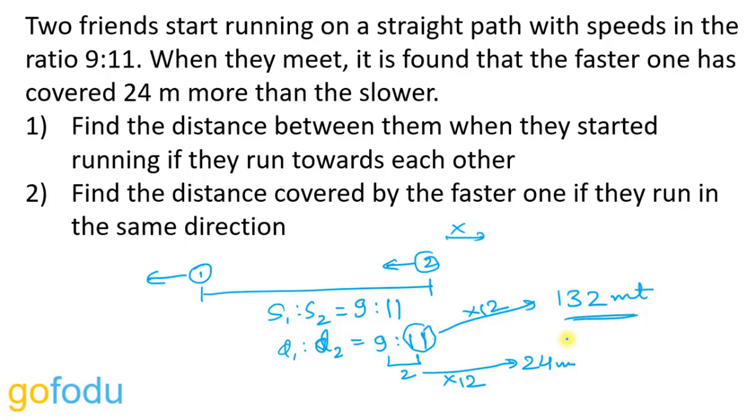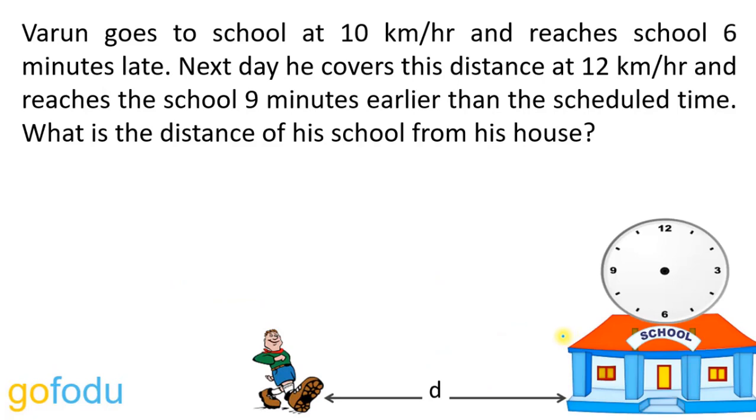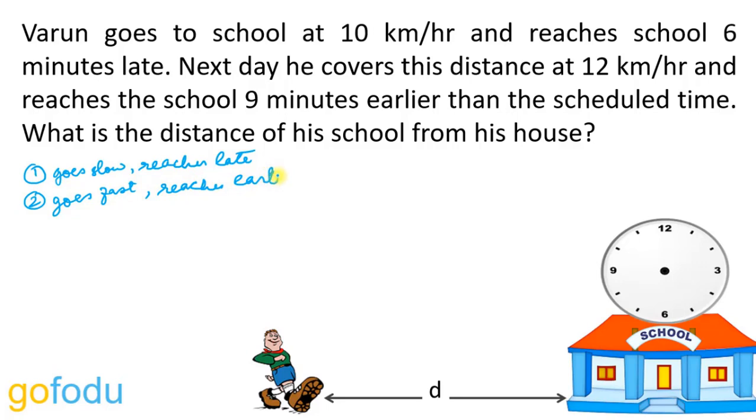Okay, moving on to the next question. We have already solved this question in the very first video. Here is an alternate solution to this problem. Varun goes to school at this speed and reaches 6 minutes late. So there is a case when Varun goes slow, reaches late. And in second case, Varun increases his speed and reaches 9 minutes earlier. So Varun goes fast and reaches early. So these are the two cases.